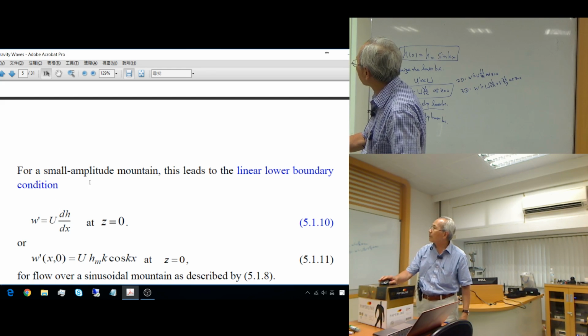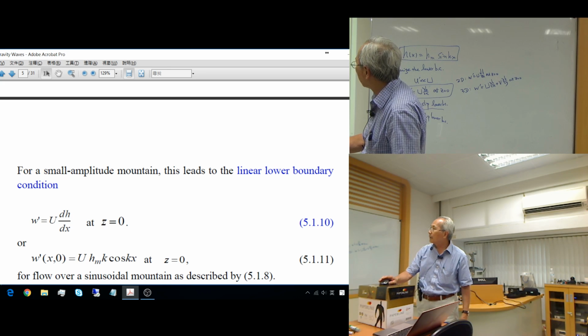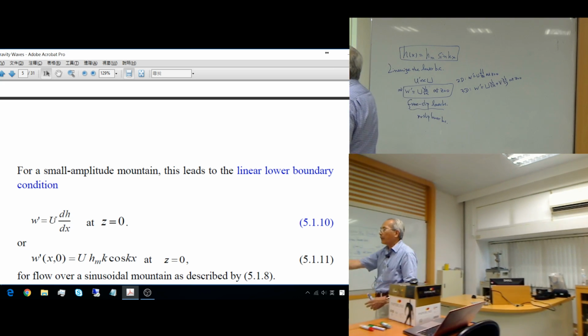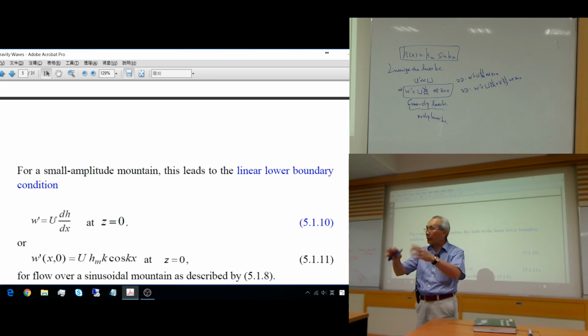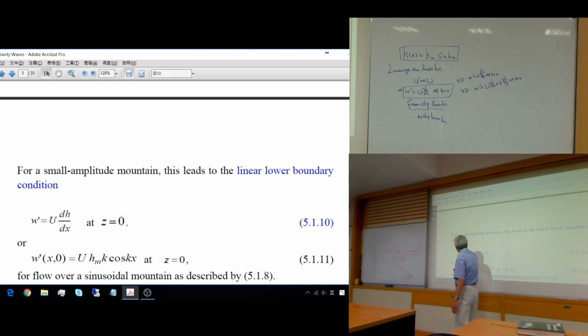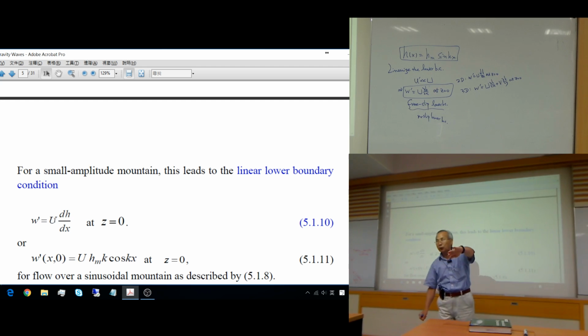Okay, so now for a small amplitude mountain, we can apply the boundary condition at z equals 0, and also we can simplify, because a small amplitude mountain means it's going to produce a smaller perturbation in u. That's u prime, right? So u prime is much less than capital U, so we can ignore u prime when it compares with capital U, and that's why we can have this U here. And also that's why we can apply it at z equal to 0 instead of on the mountain surface.